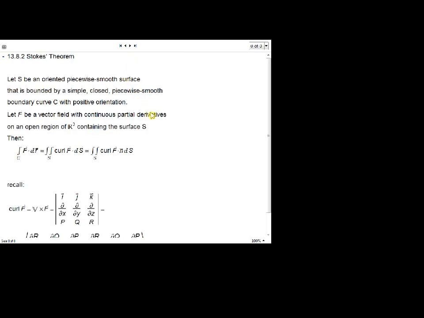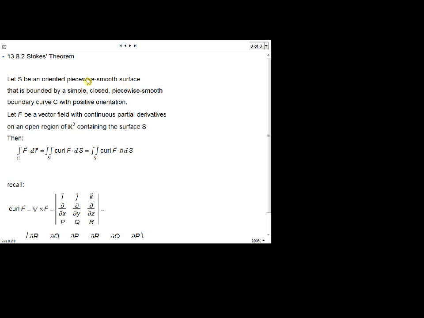Okay, Stokes' theorem says that if S is an oriented piecewise smooth surface, oriented just meaning, again, the normals are all there. They're continuous as you move through. They vary, but they vary continuously. It's piecewise smooth, so maybe it's multiple surfaces, but each one of them is smooth.